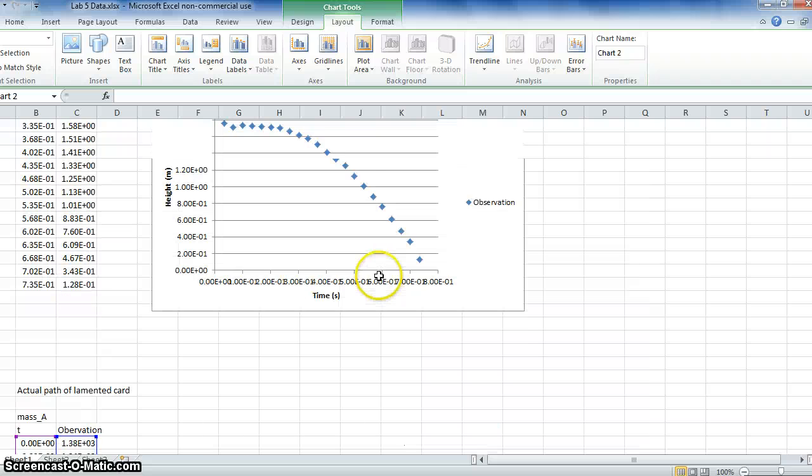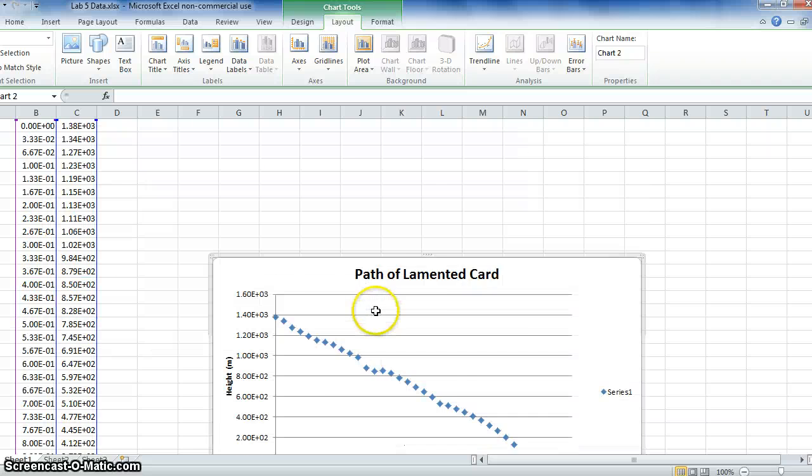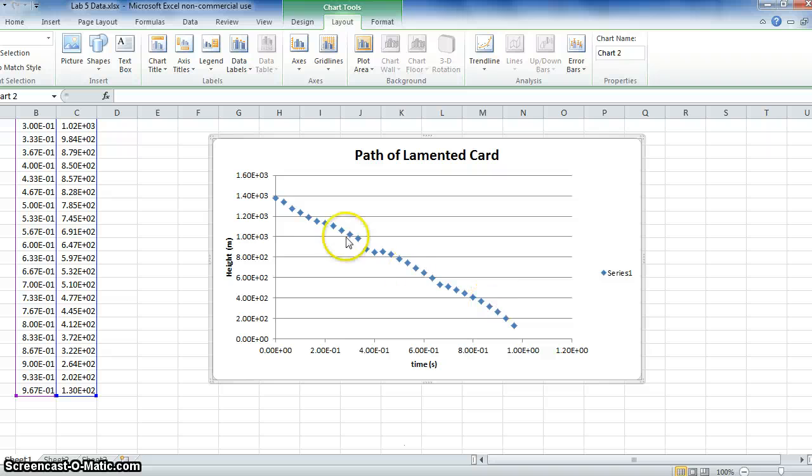Now, as you can see, instead of having this nice parabolic shape, we have this kind of straight linear shape, just because with the forces of drag, it's really being opposed. That's why it takes a lot longer for it to get down.